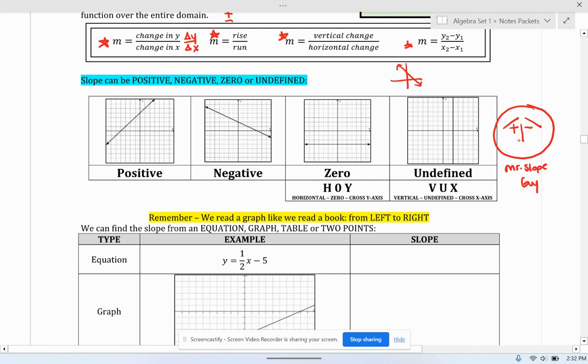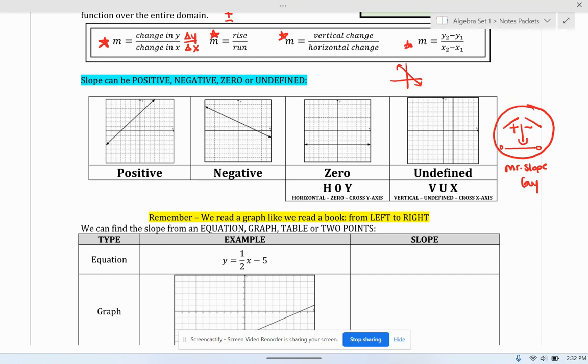He has a long nose because a straight up and down line has an undefined slope, and then he has a flat mouth with a slope of zero. So his eyebrow on the positive side is going up, his eyebrow on the negative side is going down, his nose is undefined, and his smile is flat. So it has a slope of zero.